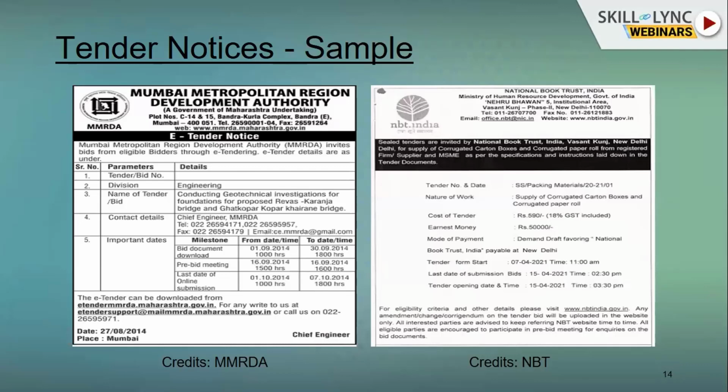Then tender time starts 7/4/21. This is the tender opening date. This is nothing but the overall idea. So for example, on the left hand side there is an MMRDA tender. It has been mentioned as an e-tender notice.